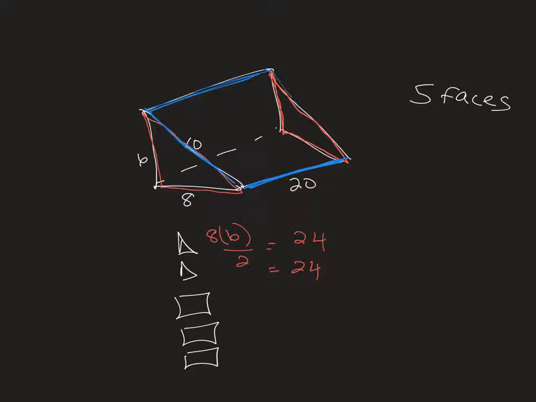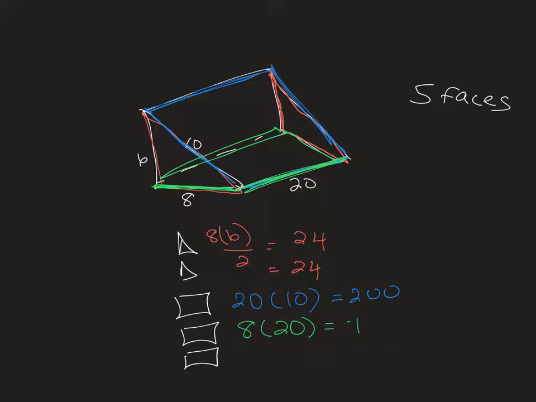So I'm going to say 20 times 10 for that rectangle, and that's going to give us 200. Then I have the rectangle that's on the bottom, and that is 8 by 20. So 8 times 20 is going to give us 160.